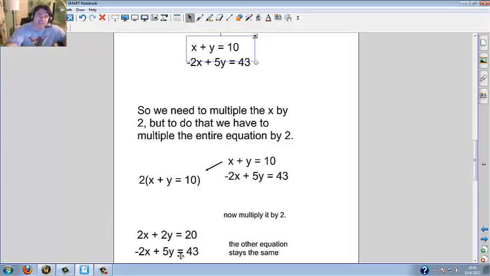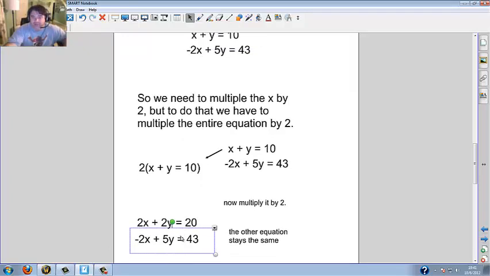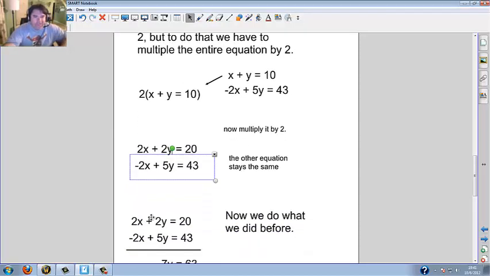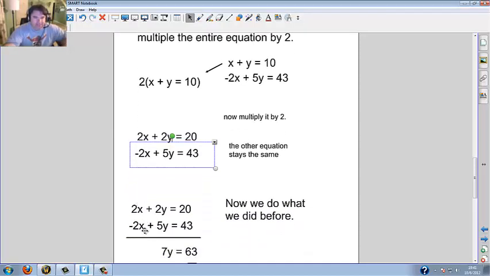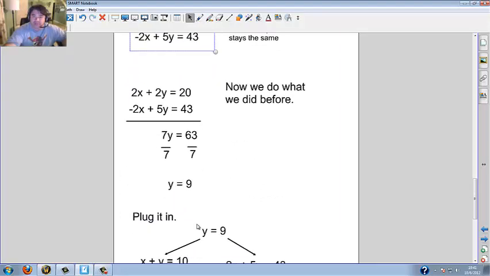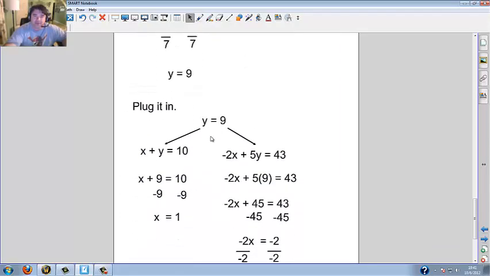Now notice I haven't changed a thing on this guy. I could if I wanted to, but I don't have to, because now I'm going to get the opposites taking care of each other. Look here and see how they eliminate. Now you have 7y, and now you have 63. So divide by 7, divide by 7, y equals 9. If you plug 9 in over here, you minus 9 to both sides, x equals 1.